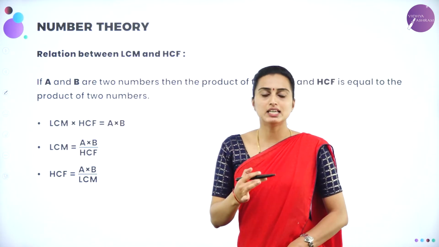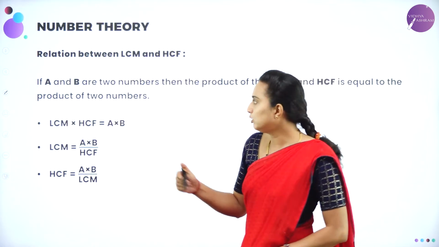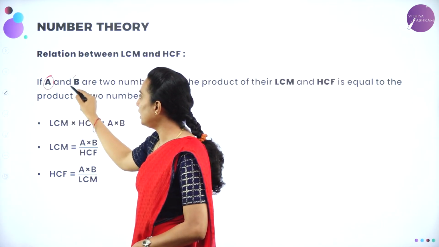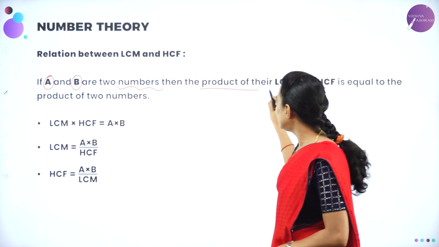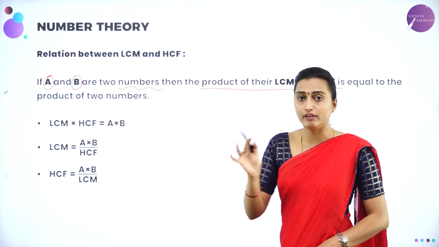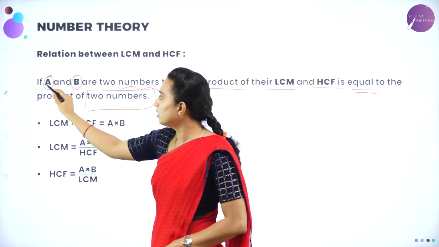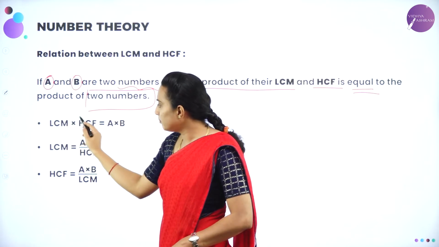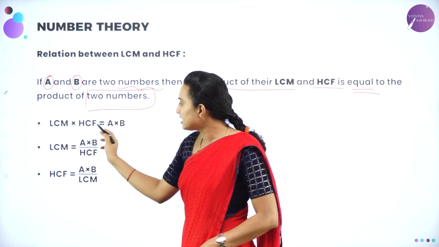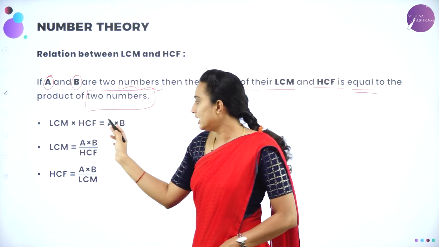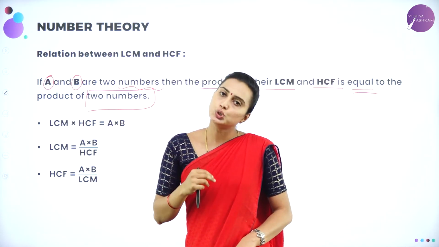Relation between LCM and HCF. What is the relation you are going to have? If two numbers are given, I am going to take them as A and B, two integers, then the product of LCM and HCF is equal to the product of those two numbers. Product of which two numbers? A and B. Therefore LCM into HCF, product means multiplication, LCM into HCF is equal to the product of the given integers, A into B. This is the relation between LCM and HCF of given two integers.